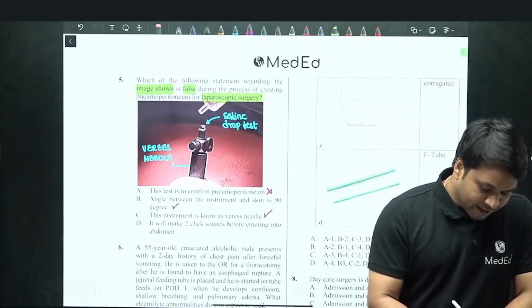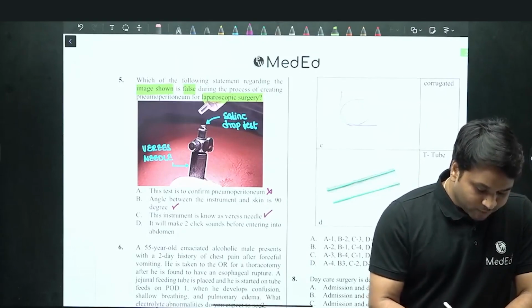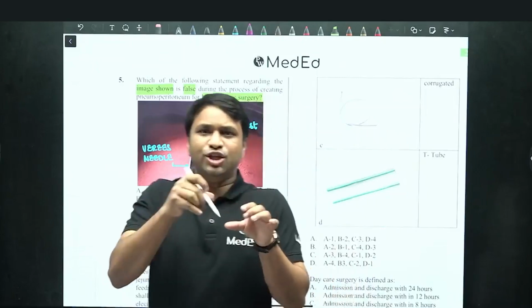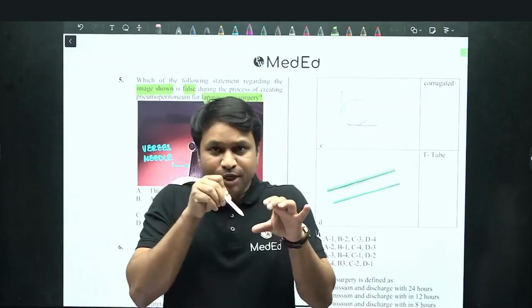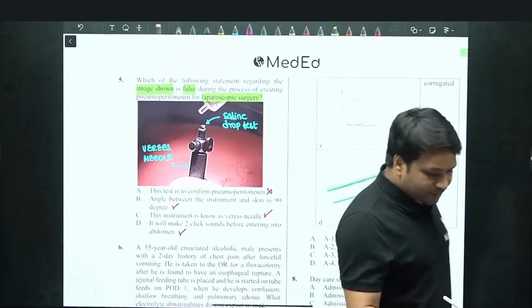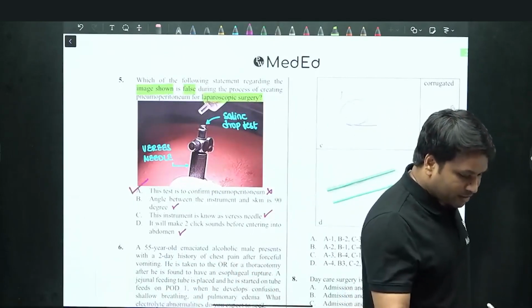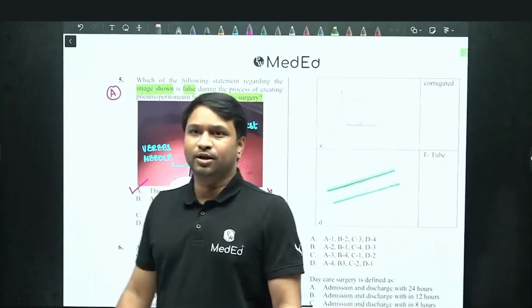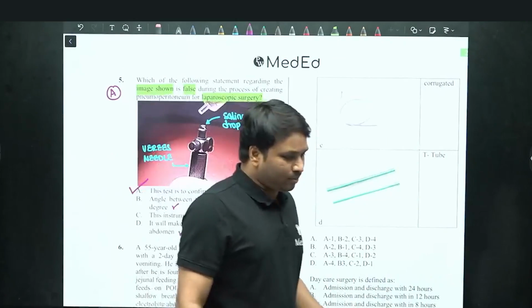It will make 2 click sounds before entering into the abdomen. This is also correct. One is when it pierces the rectus sheath, another when it pierces the peritoneum. So there are 2 click noises that you hear, which is correct. The other 3 statements are correct. The wrong statement is option A. So, A for Ahmedabad is wrong. Clear? So the false statement is A.